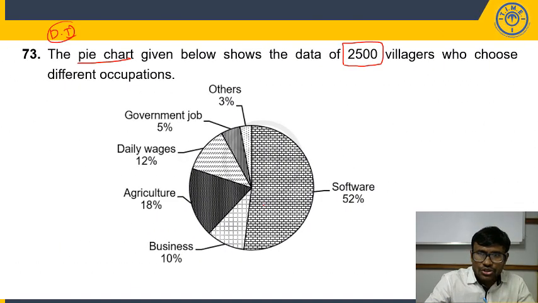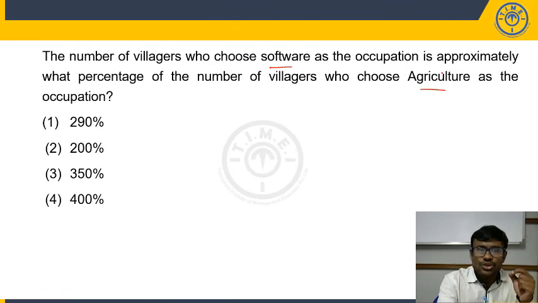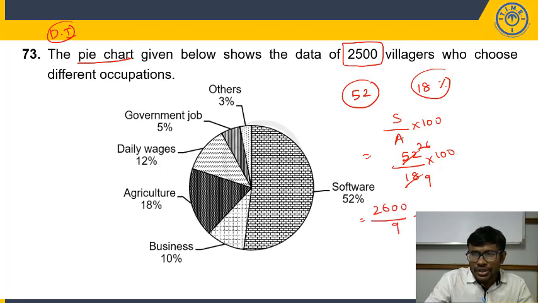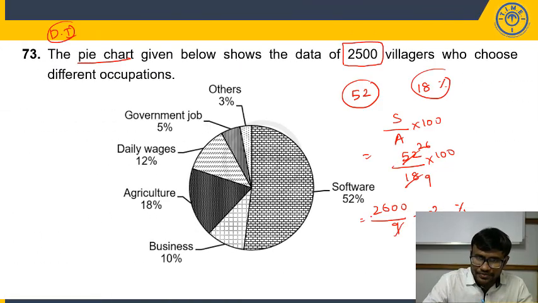Okay, so software is how much? 52%, and agriculture is how much? 18%. So the number of villagers who choose software is how much of agriculture? So S by A into 100. What was S? 52 by, what was A? Agriculture was 18, into 100. Two nines and 226. So it is 2600 by 9. So approximately it will be 250%. Approximately it has to be, sorry, not 250%, it has to be 290%. Let us check. 9 2s are 18.